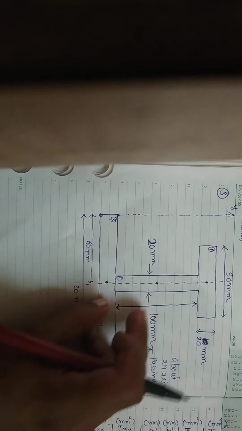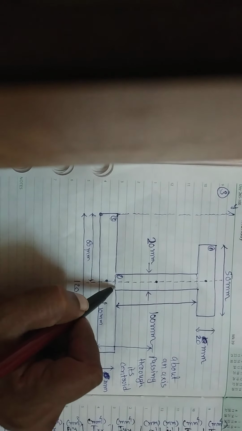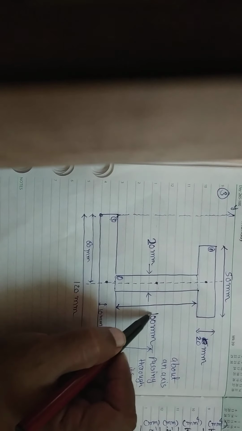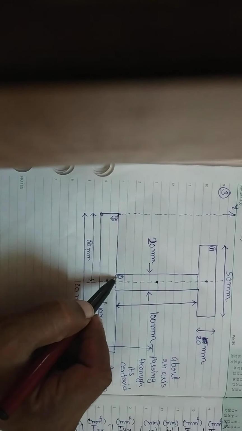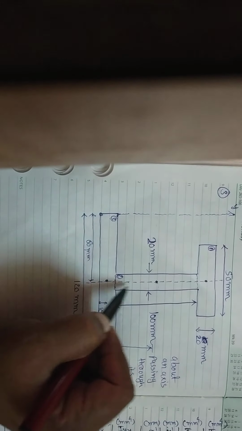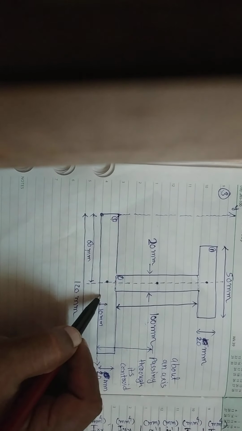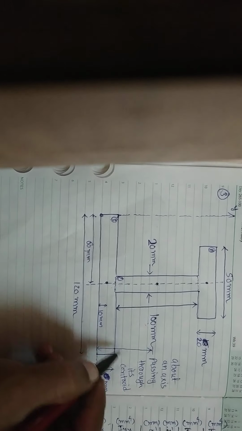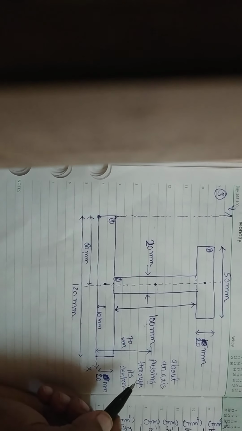So what is the distance? How can I find it? From this imaginary line to the centroid is 100 by 2, as it's a rectangle and the centroid is located at the mid. So from the boundary of this rectangle to the centroid is 100 by 2, which is 50, and in addition, from the x-axis, the addition is 20 mm. So the total is 70 mm, right?